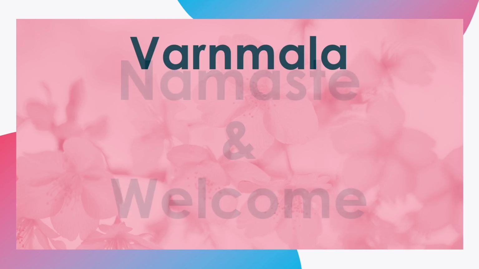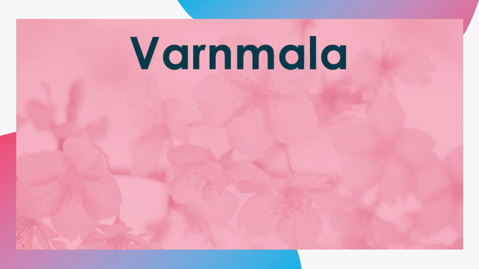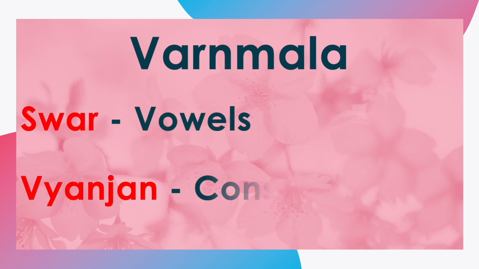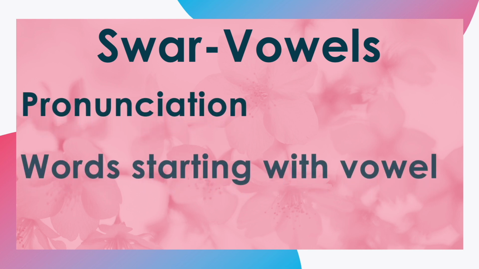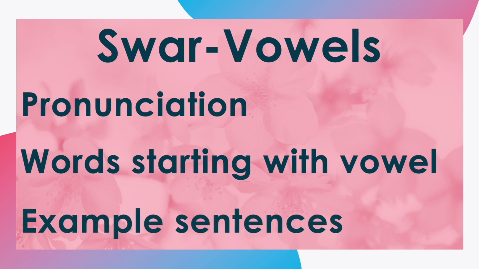You might know from my Hindi fundamental videos that in Hindi, all the alphabets together are called Varnmala. And Varnmala is made up of Swar and vyanjan, that is, vowels and consonants. In today's video, we will be talking about Swar or vowels. I will tell you the pronunciation of each vowel, two words starting with that vowel, and how to use those words in sentences.